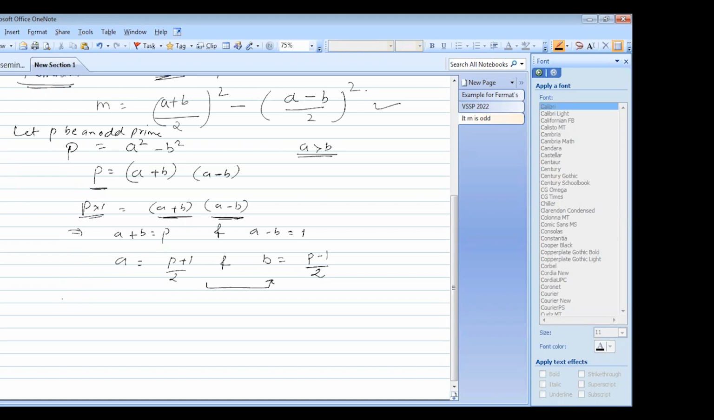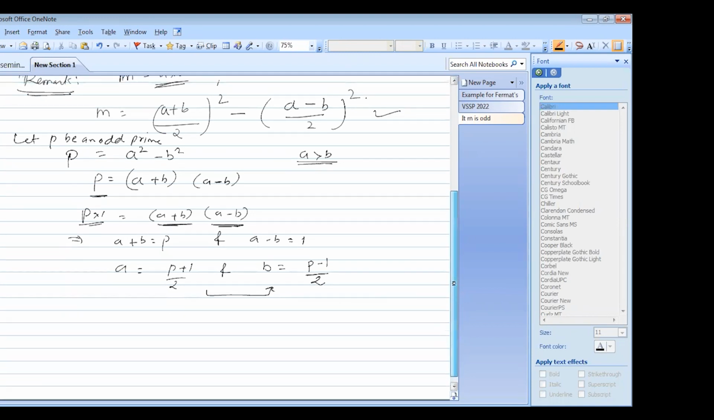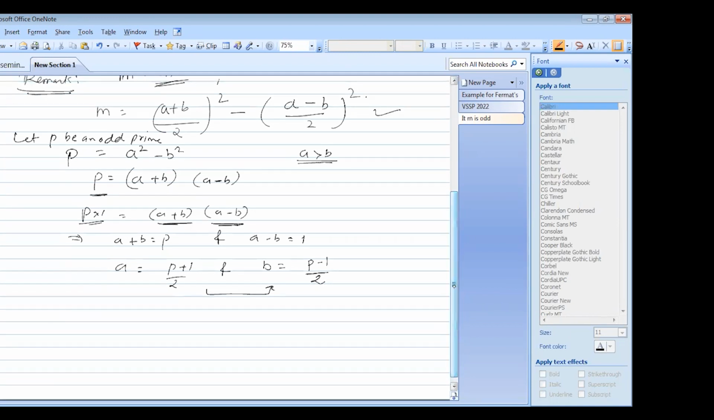Doubt here: a minus b also can be p, right? Or it can't be? No, sir, because I am assuming a greater than b, obviously, so a plus b will be greater than a minus b. In that case, we are getting it in this way.